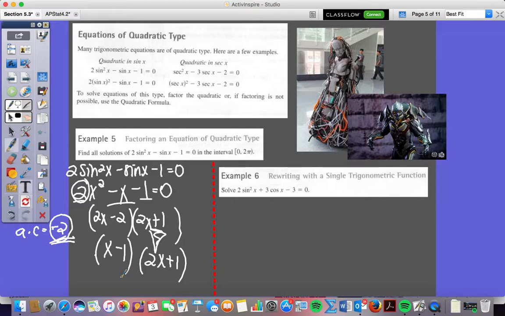Good. So I set each of them equal to 0, right? Except what do I put in for x? Sine, right? Because that's what we had replaced it with. So we say sine of x minus 1 equals 0. And then 2 sine of x plus 1 equals 0 on the right side. Elijah, what would I do with this over here?